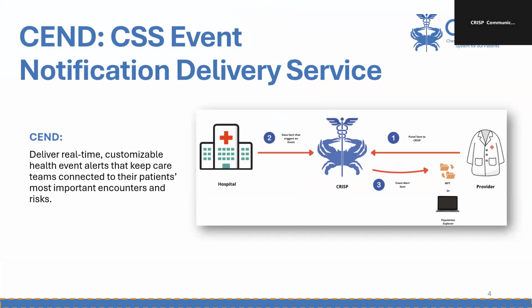So first, I want to cover what SEND is. It stands for CSS Event Notification Delivery Service. Folks may or may not be aware of this, but we actually partner with a parent organization called CRISP Shared Services. That's what that CSS acronym stands for. Essentially, what they do is take some of the technology that we use here at CRISP and also make that available to other state HIEs. And CRISP Maryland is one of the affiliates of Shared Services.